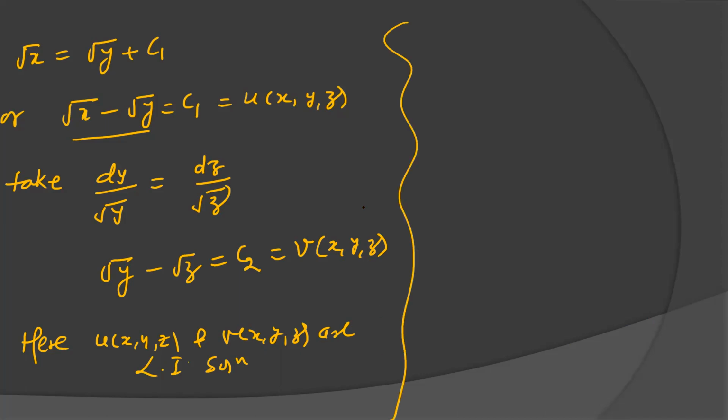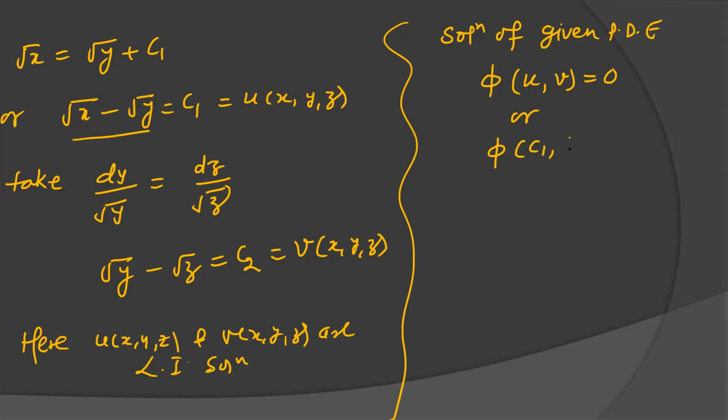So what will be the solution of the PDE? We will write how to write the solution. The solution of the given partial differential equation is, as always, in this form: phi u comma v equal to 0, or you can write phi c1 comma c2 equal to 0. You can write in any manner. So it will be phi root x minus root y comma root y minus root z equal to 0, because this is the value of u and this is the value of v.